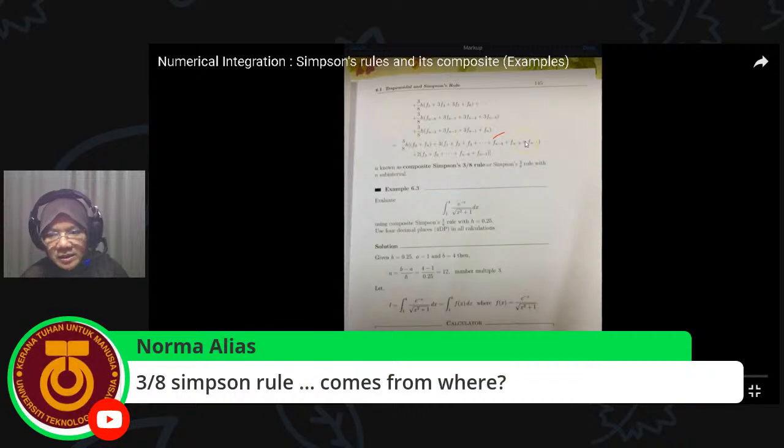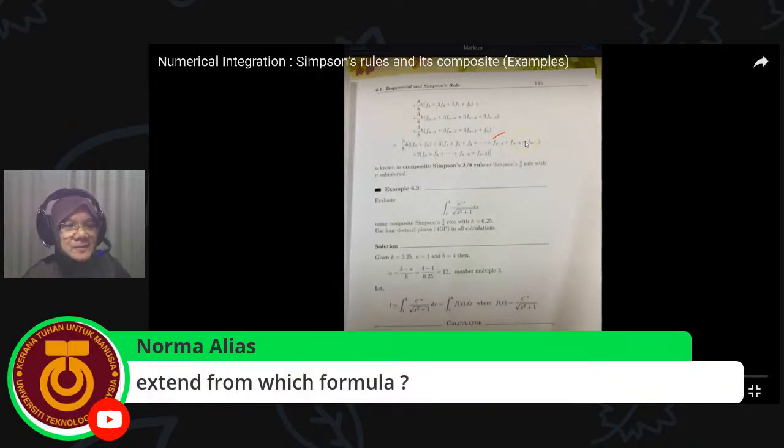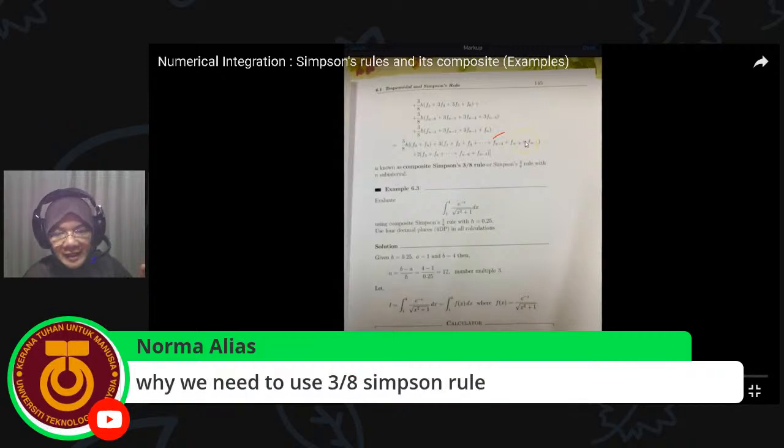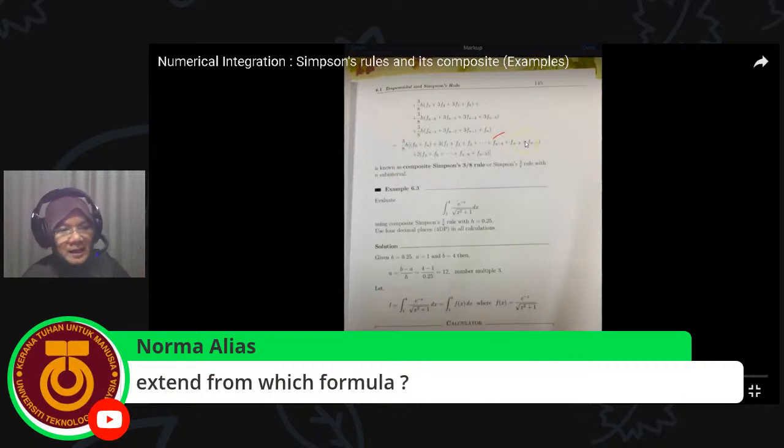This is all the questions that we want to ask about extending the composite Simpson's rule to the 3/8 Simpson's rule, and where the formula comes from. I don't want you to understand the proof, because it is very tough. We just give you the proof of how to find the composite trapezoidal rule and the composite Simpson's rule. But for 3/8, you need to know how to apply it. I'm waiting for your answer.